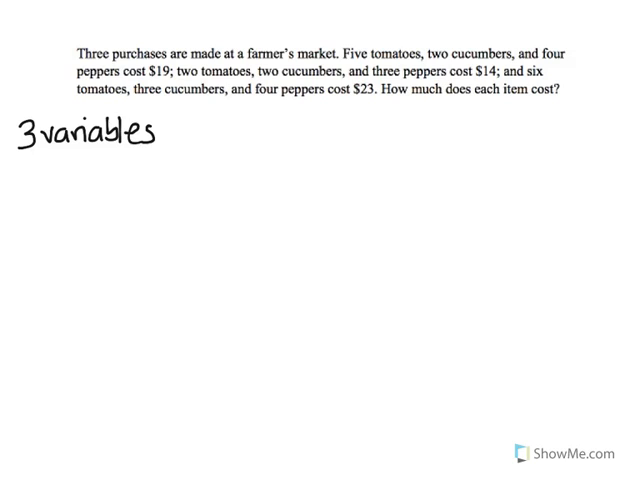Notice it works very similarly. I'm going to highlight the first sentence. We're looking at 5 tomatoes, 2 cucumbers, and 4 peppers cost $19. In the second sentence, 2 tomatoes, 2 cucumbers, and 3 peppers cost $14. And then the third sentence is 6 tomatoes, 3 cucumbers, and 4 peppers cost $23.